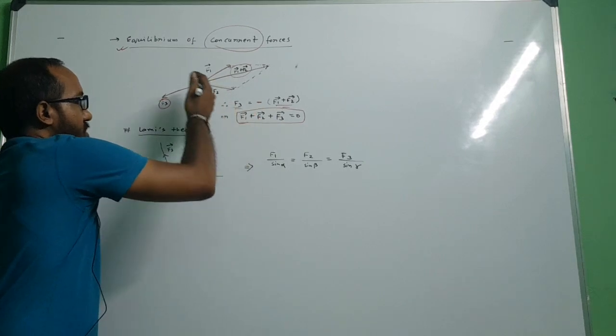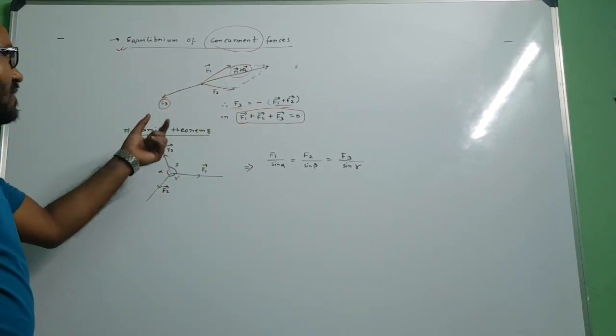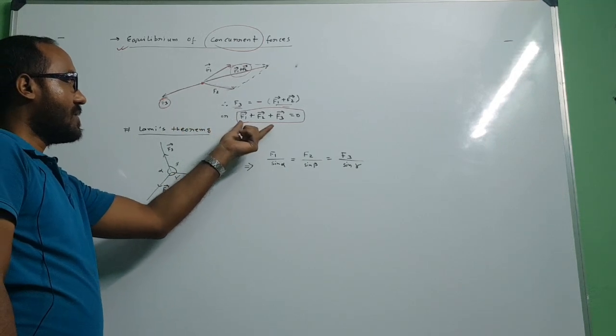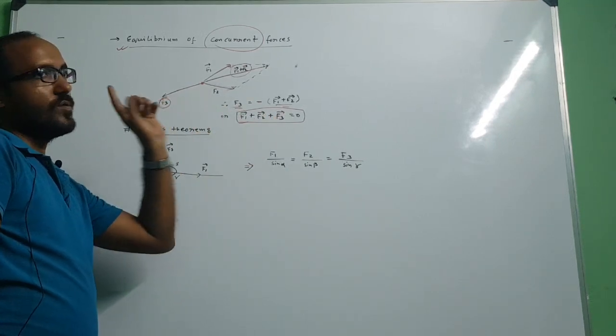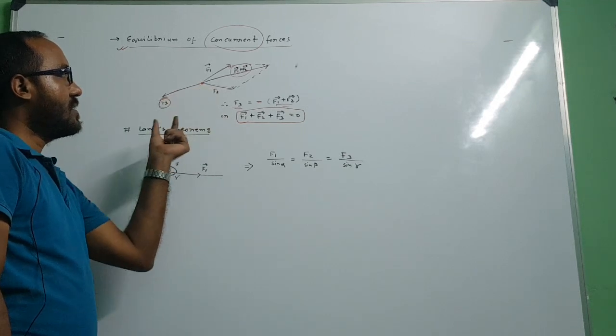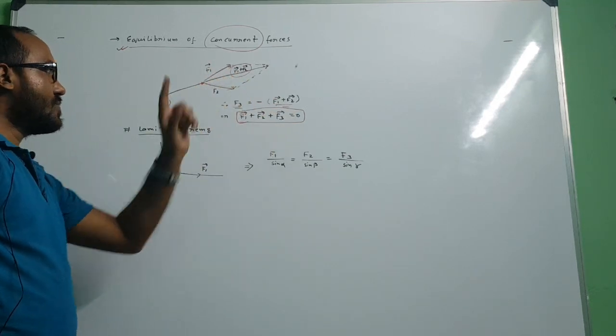So what you have learned from this is that if you have n number of forces applied, the addition of all the forces should be 0 for concurrent forces.